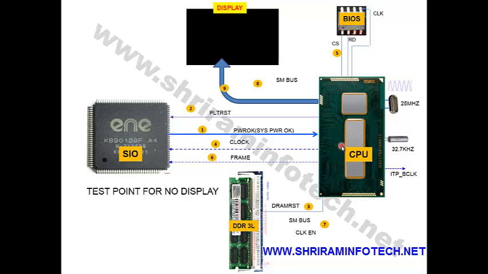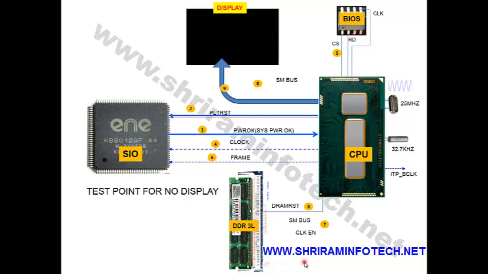He resets the entire component inside and he generates the next signal that is called the PLT reset. This PLT reset signal resets the entire motherboard, like it resets the Wi-Fi, resets the network, resets the audio, everything is reset. Okay, so this signal you can check on the SIO, this is also a 3 volt signal, or you can check on the Wi-Fi card also, the 3 volt signal.